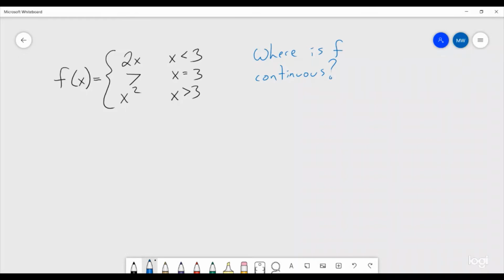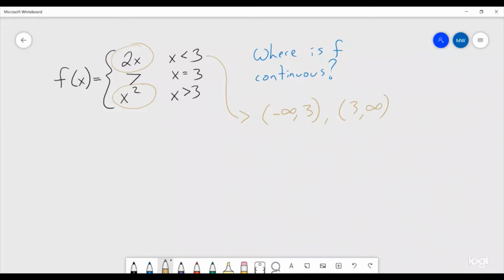So we have a couple theorems that we talked about in the last video. A function is continuous if it is differentiable at that point. 2x is a differentiable function and x squared is a differentiable function. So as long as our function is behaving like one of those, it is going to be continuous. From the 2x, it is continuous on the interval from negative infinity to 3. And then the x squared is going to be continuous from 3 to infinity.